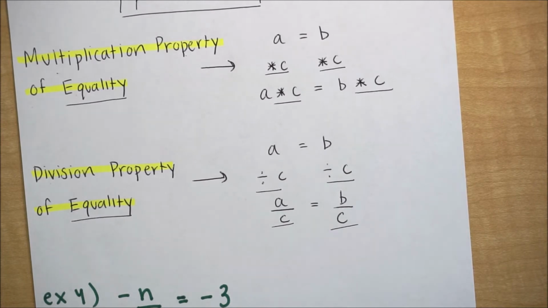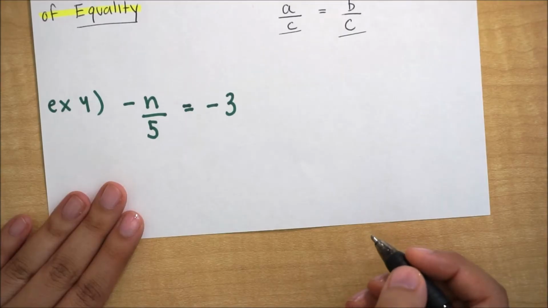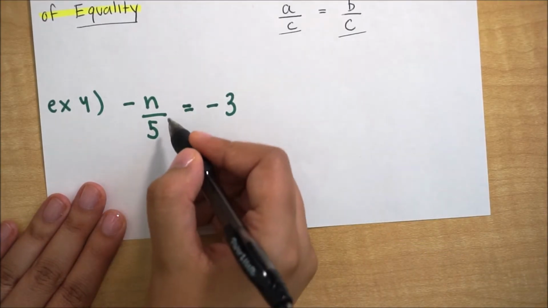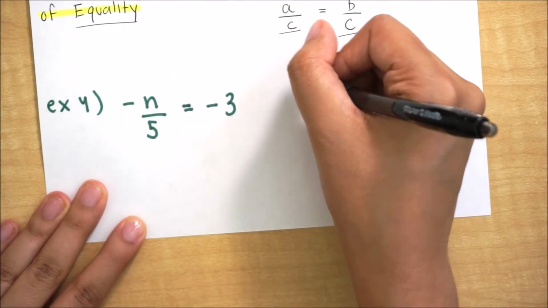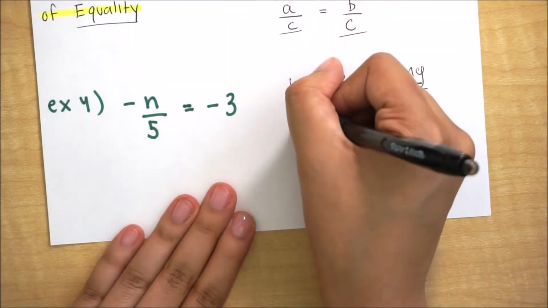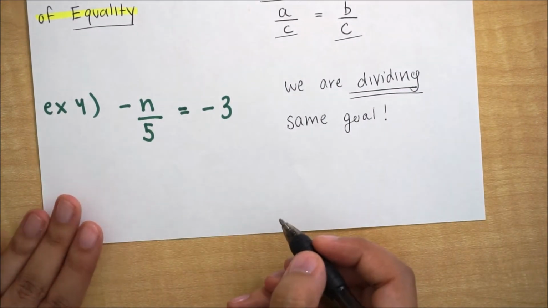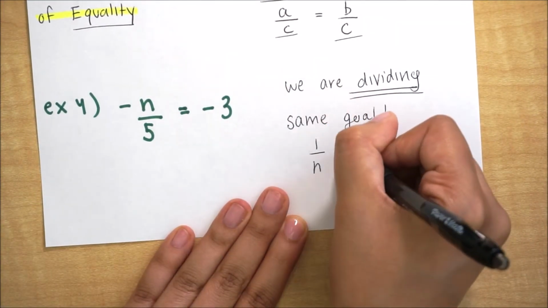So everything must be equal. What is done on one side of the equal sign must be done on the other. Okay, let's go to example 4. This is a little bit tricky. What we need to notice is that we are dividing in this question, and we still have the same goal. We have to make n, our variable, independent.